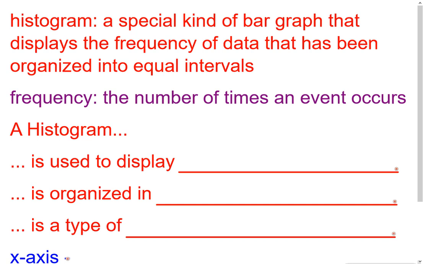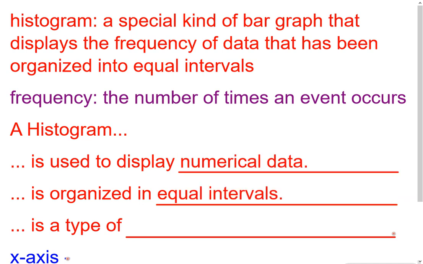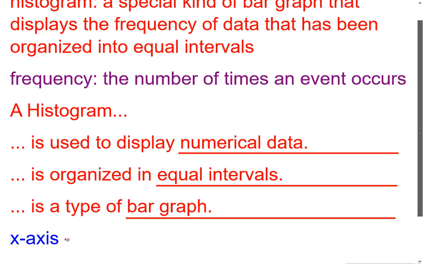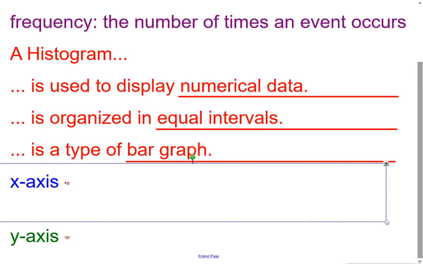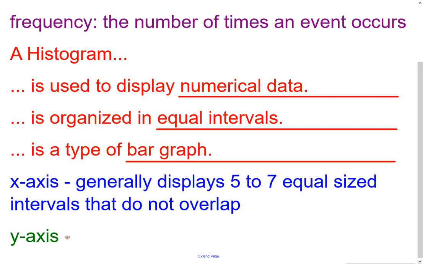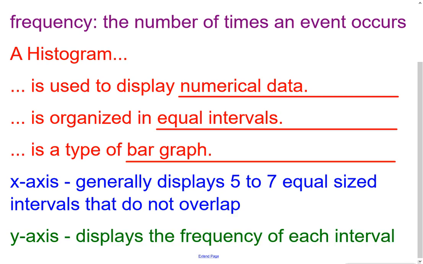And then I have some things about a histogram. So a histogram is used to display numerical data. We're going to organize it in equal intervals. And like I said earlier, is a special type of bar graph. So if it's a bar graph, we're going to have an x-axis, we're going to have a y-axis. Generally speaking, our x-axis is going to have 5 to 7 equal-sized intervals, and they do not overlap. And then the y-axis is going to display the frequency, the number of times that each one of those items occurs.